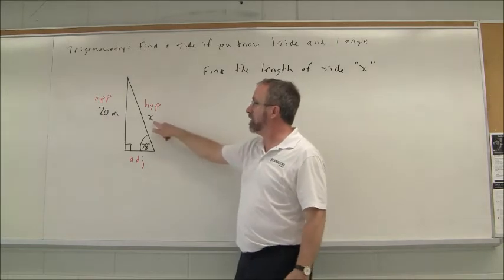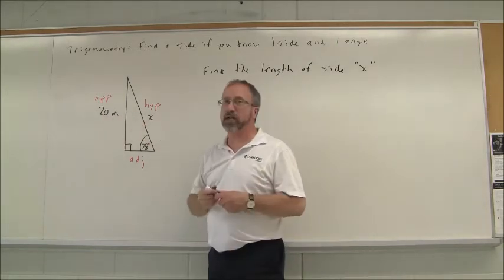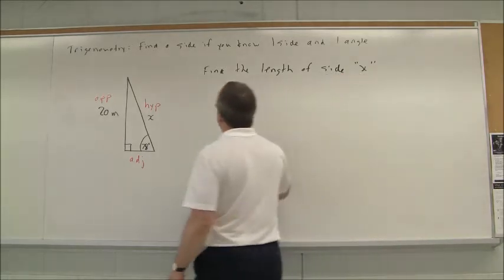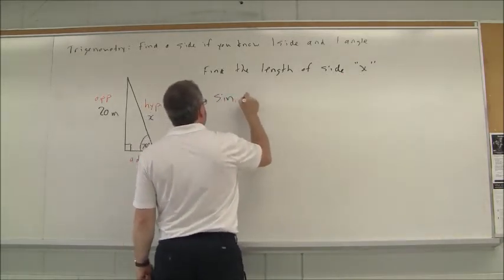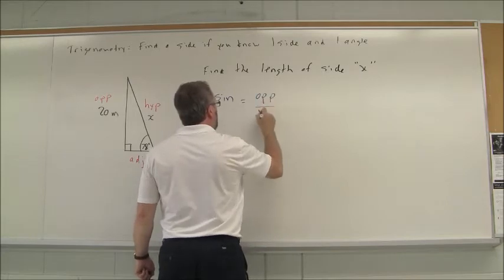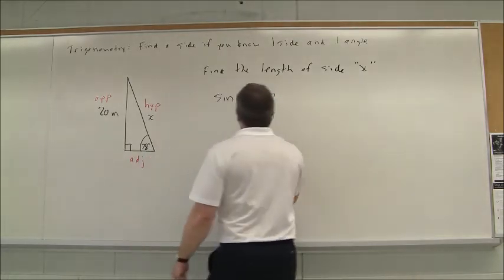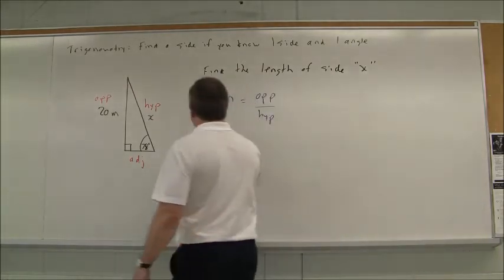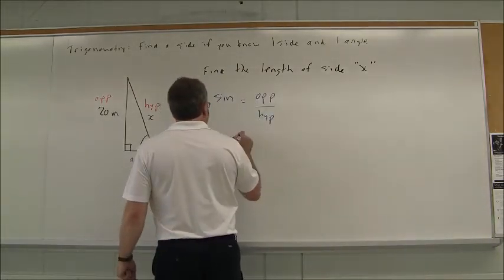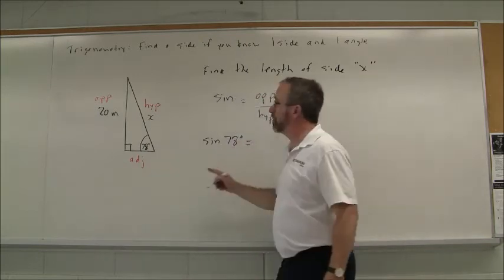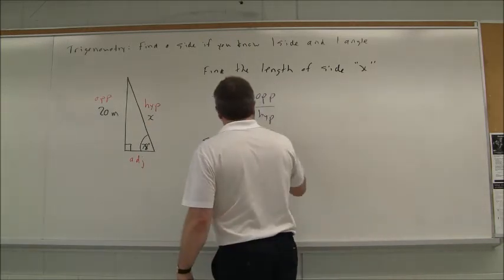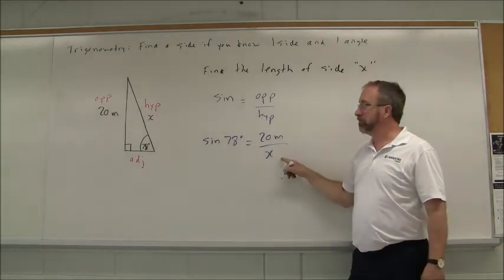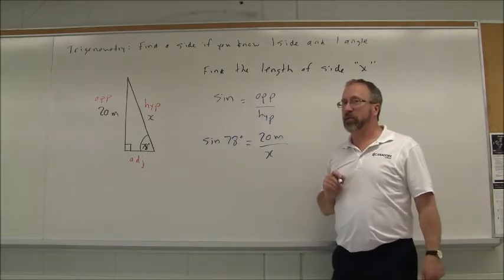We're trying to find the hypotenuse, and we know what the opposite side is. So if we're going to work with opposite hypotenuse, that's sine. Remember, sine is opposite over hypotenuse. So the sine of 78 degrees is going to be the opposite side, 20 meters divided by x. This is kind of a poser for some folks.